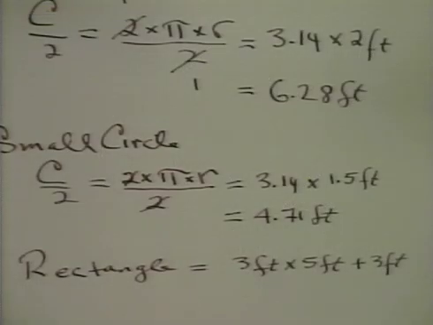So if we look at the screen, this is what you do there. You have your 3 feet plus your 5 feet plus your 3 feet. And that would be what? 11 feet. You have 3 and 3 and 5.